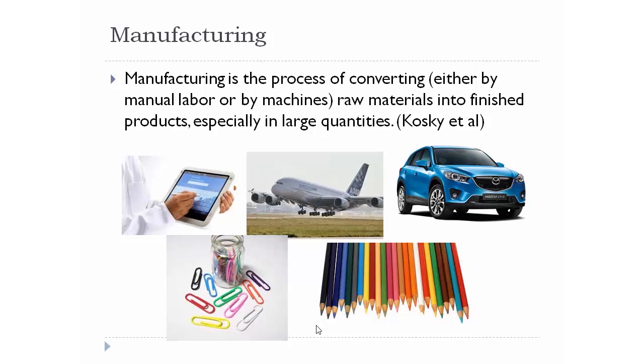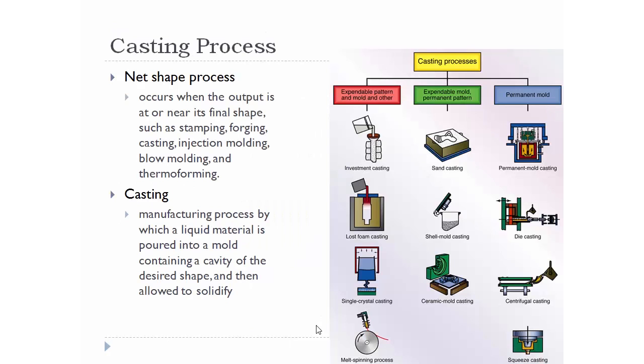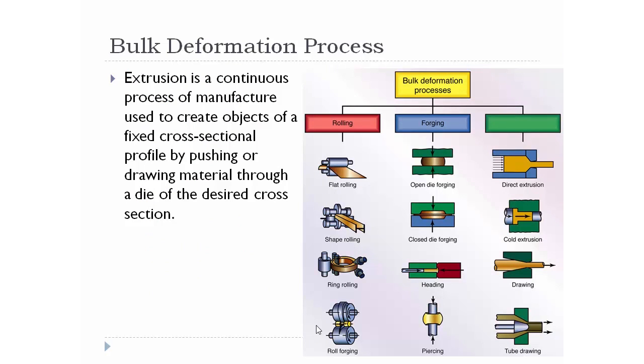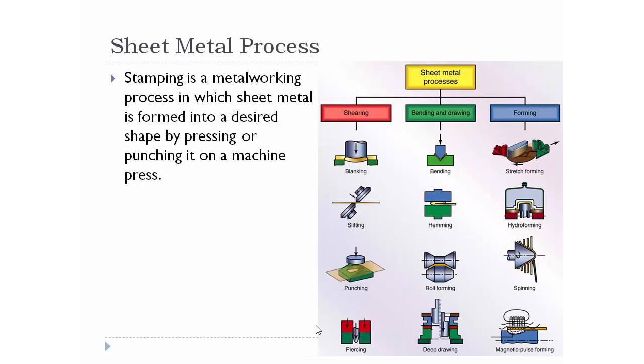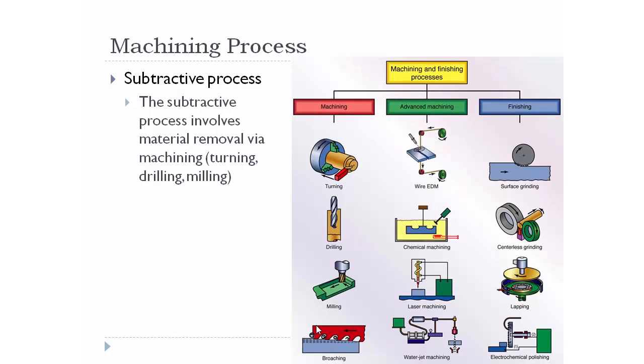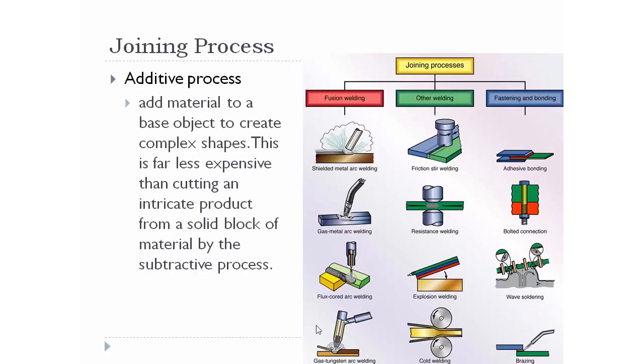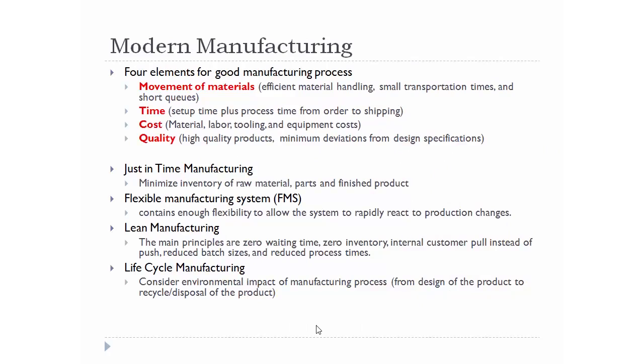Now, we will move to the second part of our class today. It's about manufacturing. You already know that manufacturing is a process of converting raw materials into finished product. Okay, there are several manufacturing process. The first one is casting. Second one is bulk deformation, sheet metal process, machining, polymer processing, joining process.